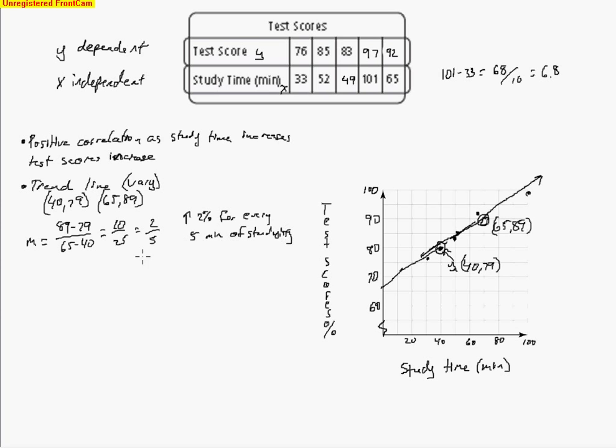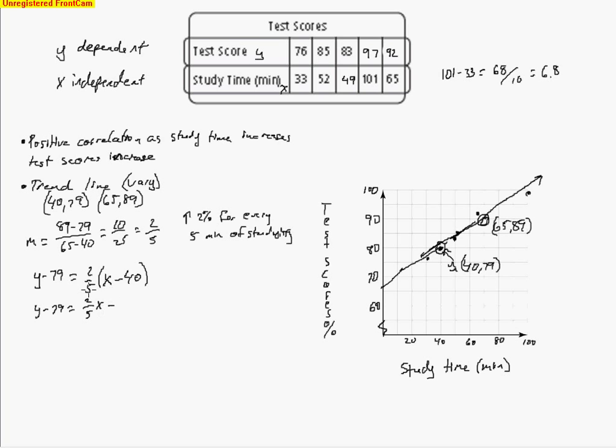And so now what I want to do is write an equation. So I'm going to use point slope, and I'll use maybe this point right here. y minus 79 equals my 2/5 times x minus 40. And so I go ahead and do some work there. y minus 79 equals 2/5 x.